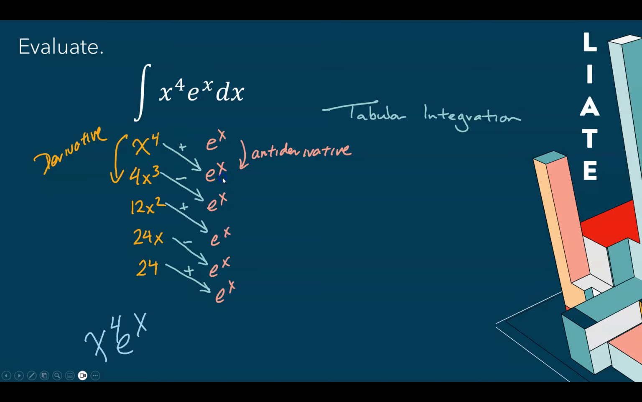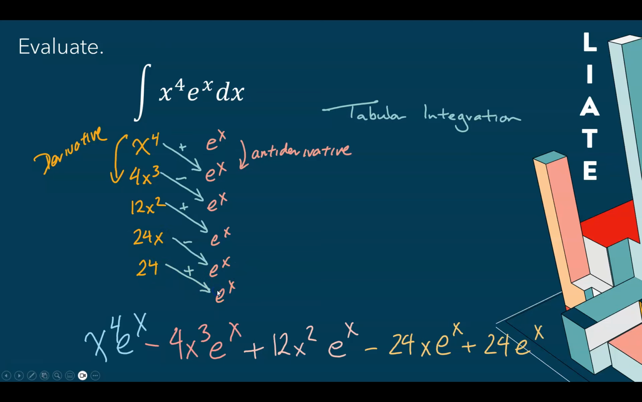X to the 4th e to the x minus 4x cubed e to the x plus 12x squared e to the x minus 24x e to the x, and then along this last diagonal plus 24 e to the x and plus a constant there at the end, which is just shorthand for doing integration by parts.